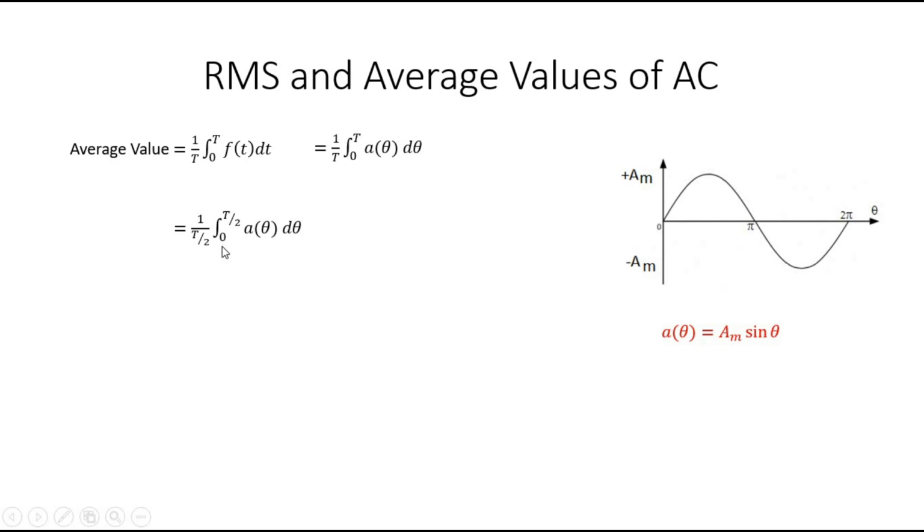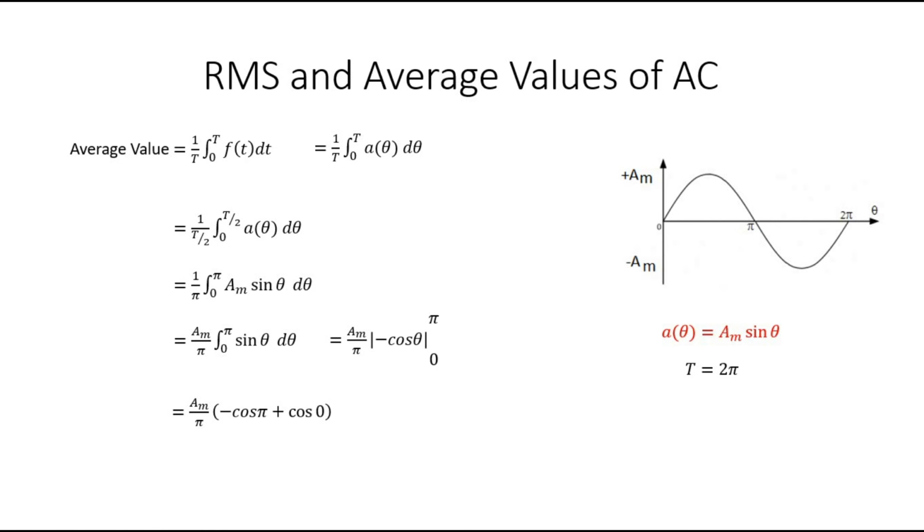So (1/T) ∫ from 0 to T/2 of a(θ) dθ. T is 2π, a(θ) is Am sin θ, so we get 1/π ∫ from 0 to π. T is 2π, so T/2 is π, Am sin θ. Again Am is constant, so Am/π ∫ sin θ. Integral of sin θ is minus cos θ, limits are 0 and π. Giving the limits, it is minus cos π minus (minus cos 0), which is 1 plus 1, so 2Am/π. So the average value of sine is 2Am/π.